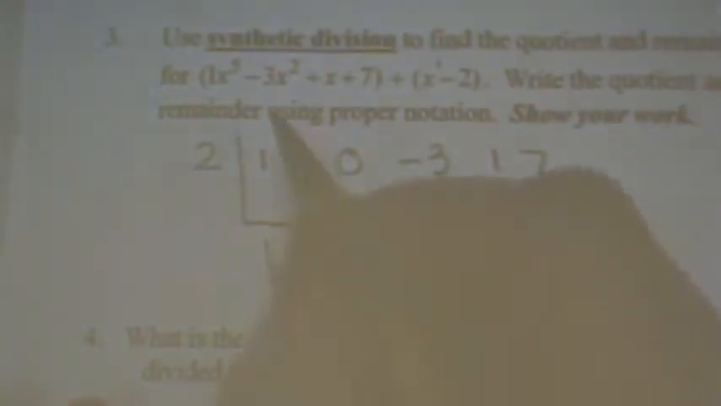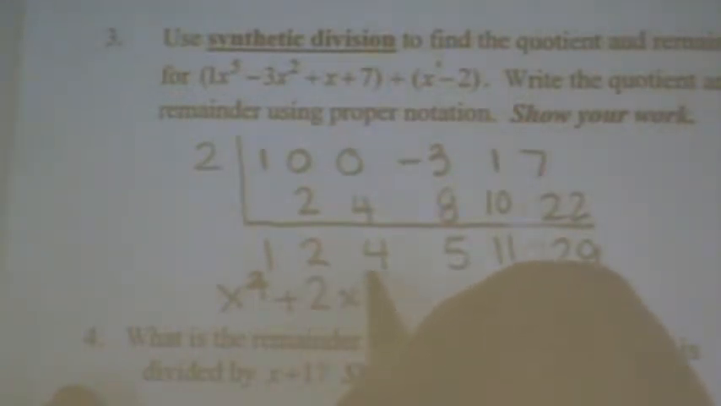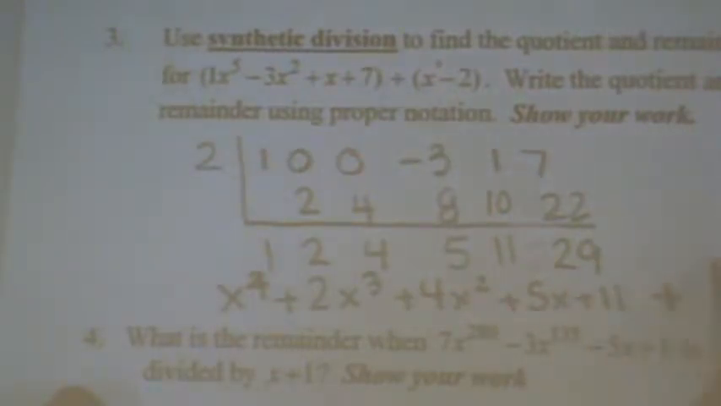Oops. What did I add wrong? 4 times 2 is 8. That's 5. Oh, I forgot a 1. Got a 1. 5 times 2 is 10. 11, 22, and then 29. So your answer is going to be 1 degree less than this, so these are the coefficients. The answer is going to be x to the 4th plus 2x to the 3rd plus 4x squared plus 5x plus 11 with the remainder of 29 over x minus 2.